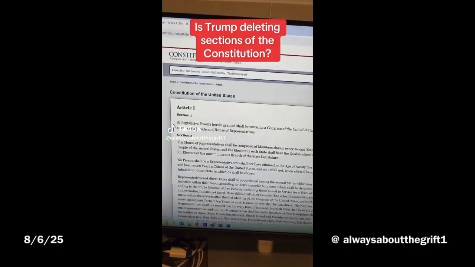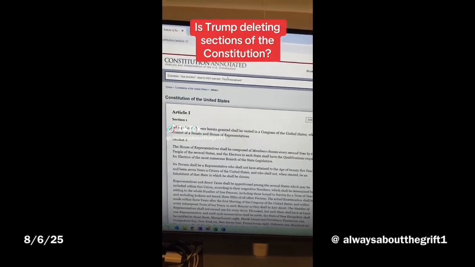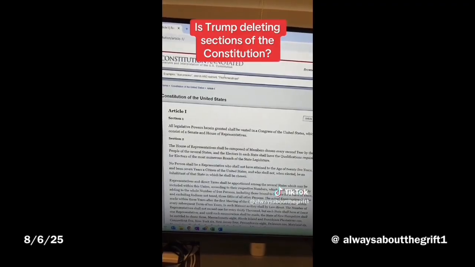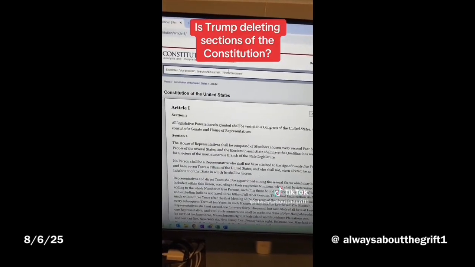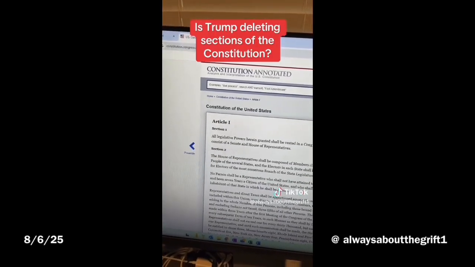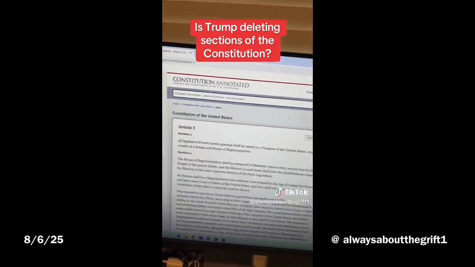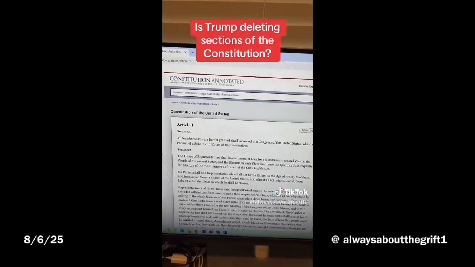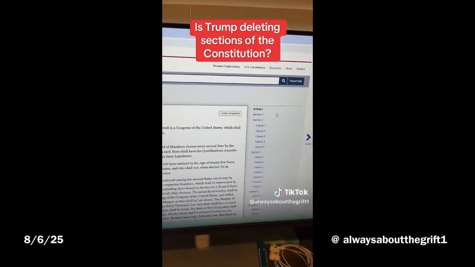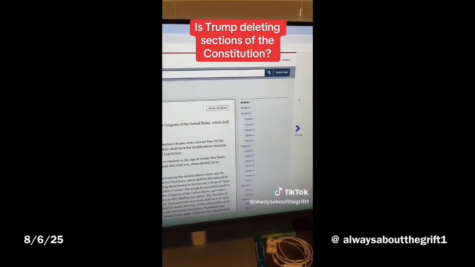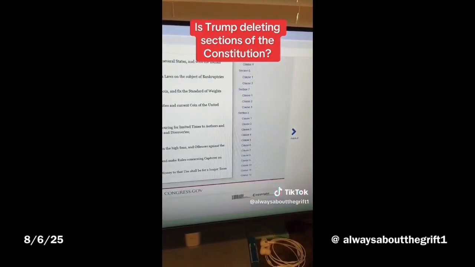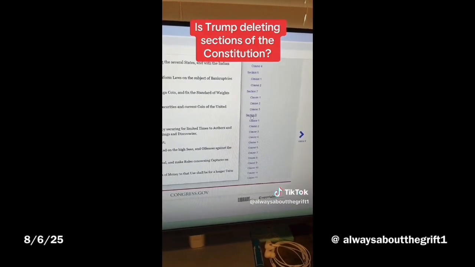All right, guys, real quick. It does seem to appear that Donald Trump is deleting sections of the Constitution from the government website. He's not removing them from the literal paper of the Constitution. But if you go to constitution.congress.gov, which is the government website that houses the full Constitution for people to read and do research, if you go to Article 1, and there are a number of different sections in Article 1, but if you scroll down, there should be sections 1 through 9, and it only goes to section 8.